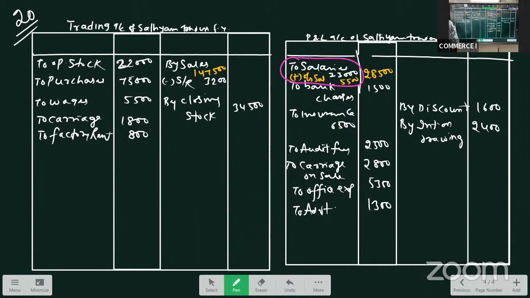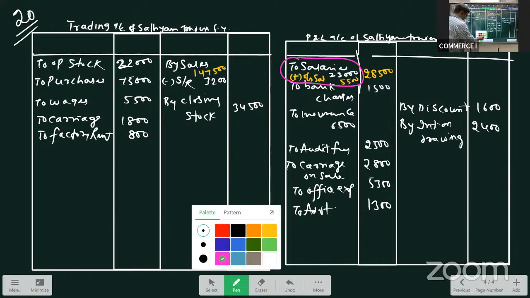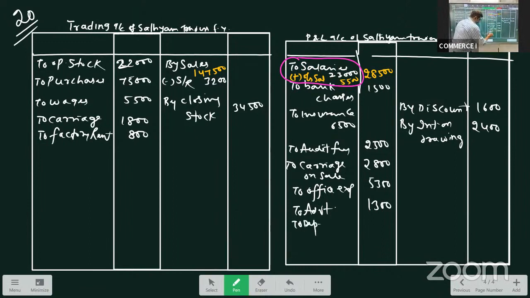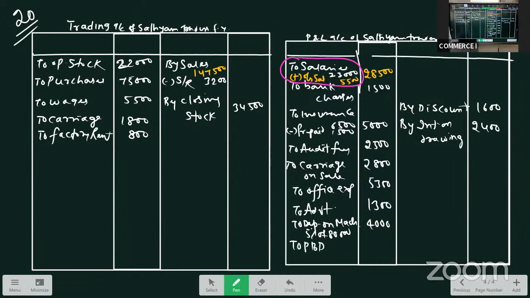Okay. Then depreciation on machinery 5%. The value of machinery is given as 80,000, on that 5% depreciation on machinery. Depreciation on machinery 5% of 80,000, that is 4,000. Right? Then again, prepaid insurance, it is to be deducted from insurance. Prepaid insurance 1,500, so we'll take 5,000 in the outer column. Then provision for bad debts. Provision for bad debt is created on debtors. The value of debtors is given as 50,000. 5% on that. 5% on 50,000 is 2,500.